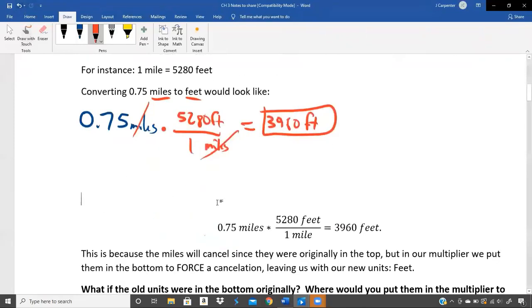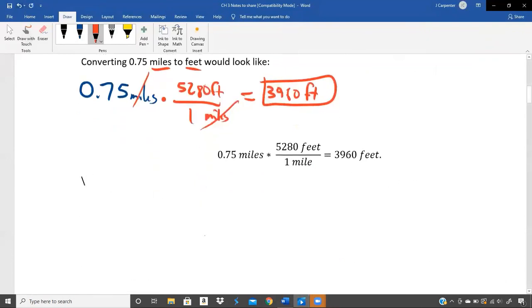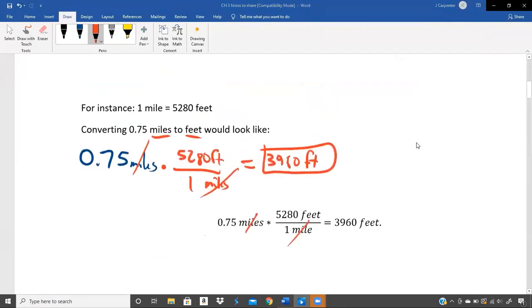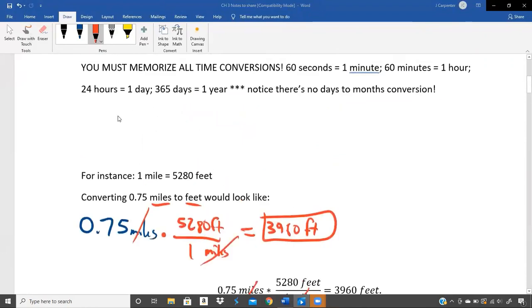So I just have the same thing typed up here, as you can see. The miles cancel. Same way, and we get the answer. We see feet left, so that's it. Now, what I'll do real quickly, I'm just going to show up here the proportion way.